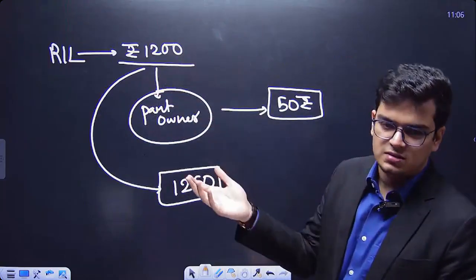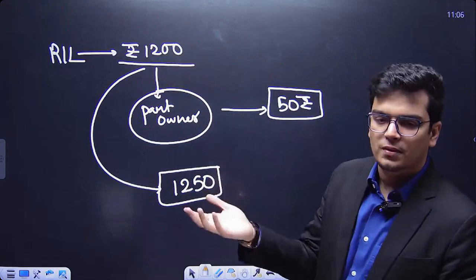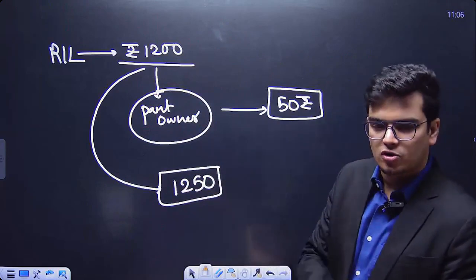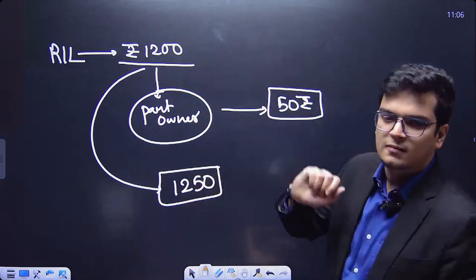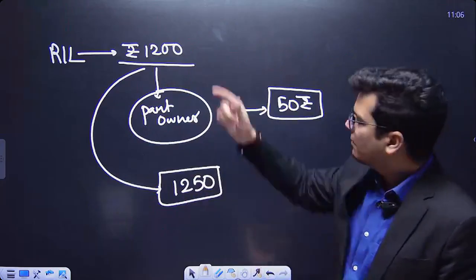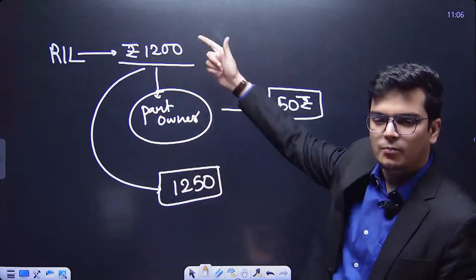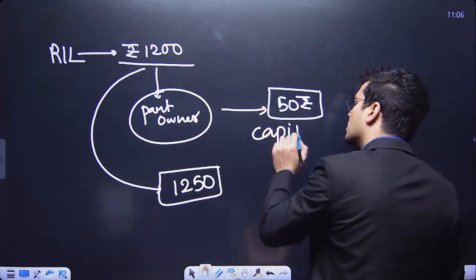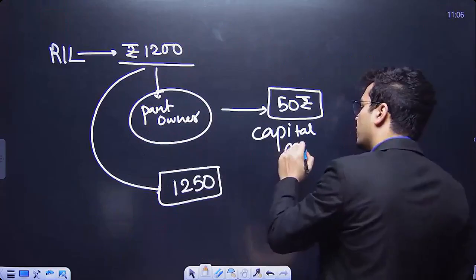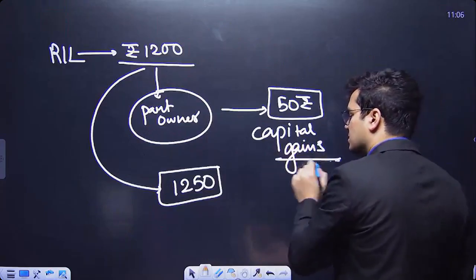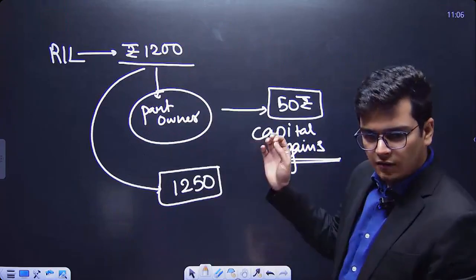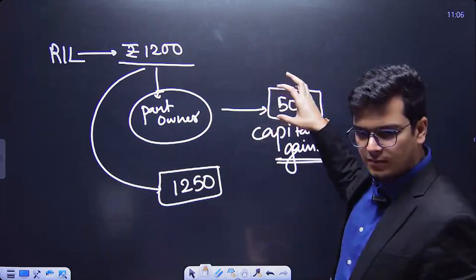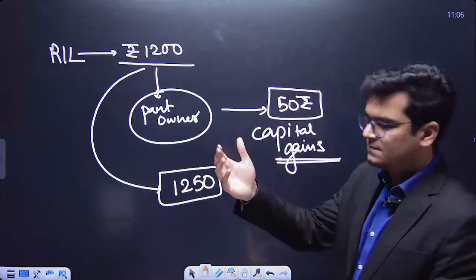I sell a house. I had gotten that house for 100 rupees. I am now selling that house for 200 rupees. I am getting this benefit. I am getting this money extra. I am making a profit. I am making something called capital gains. In my capital account, there is now a gain. I am making capital gains. From these capital gains, now I have to pay tax.